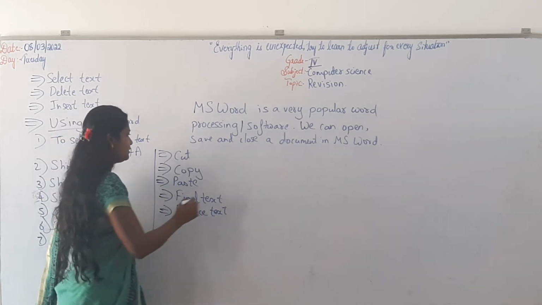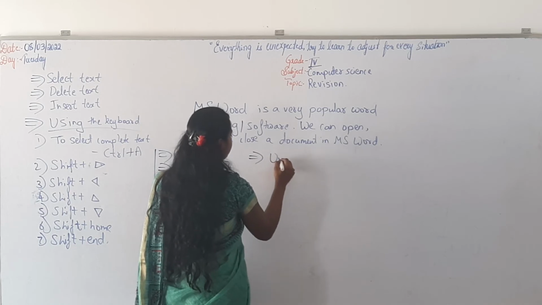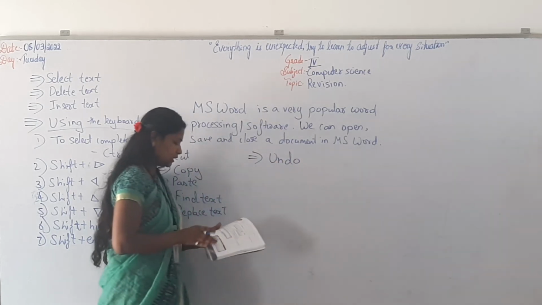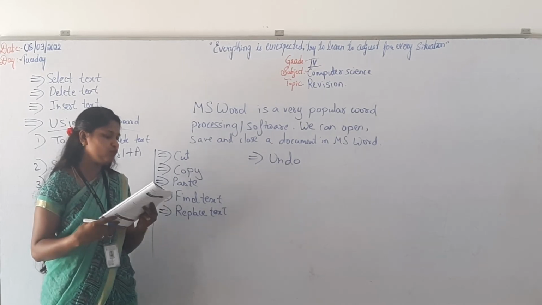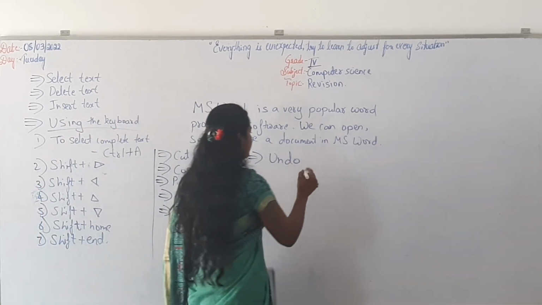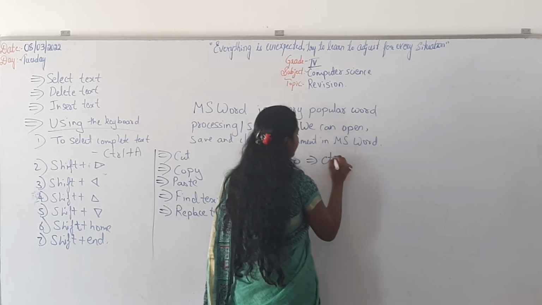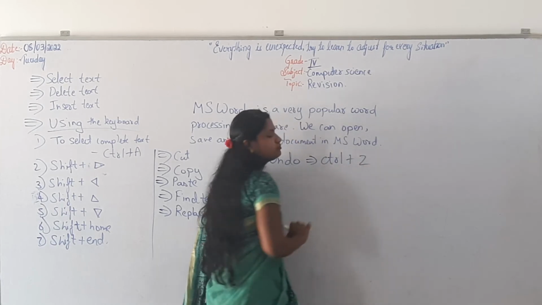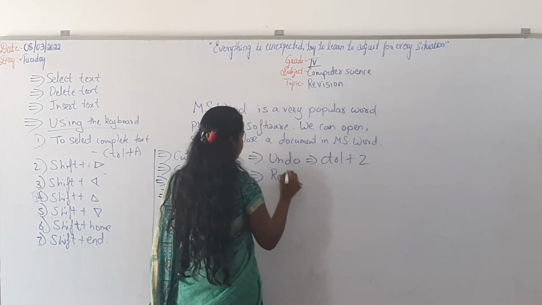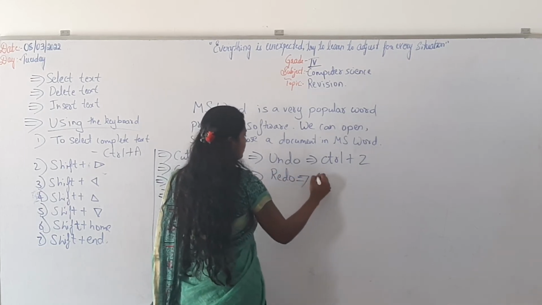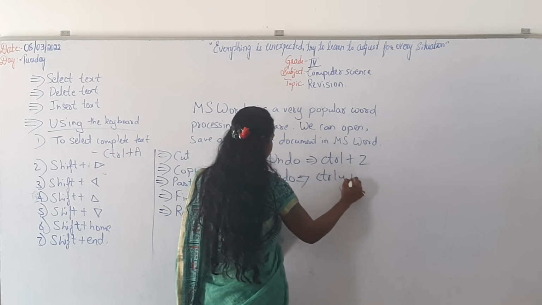Undo and redo action. What does this undo action do? Undo action will reverse what we wrote. Redo is the opposite. What is the short form for undo? Control plus Z. Remember this. Then what about redo? Control plus Y. Very good.